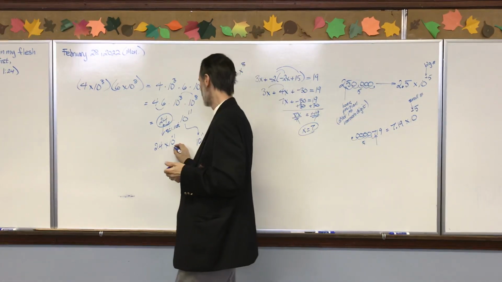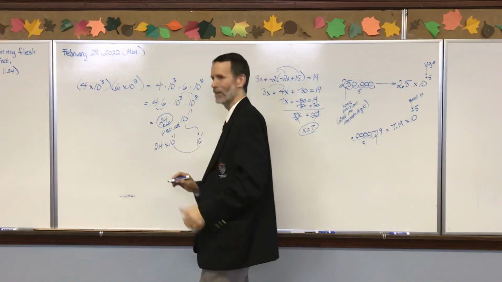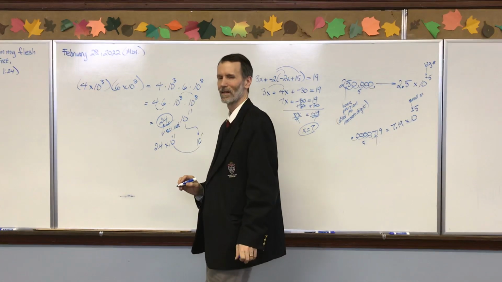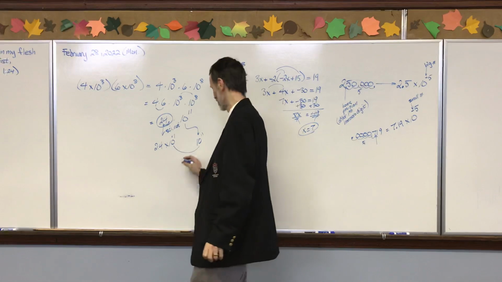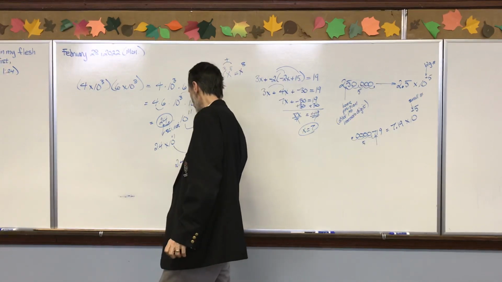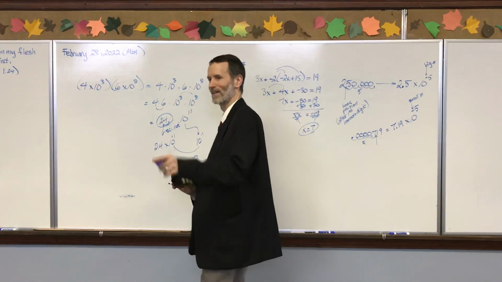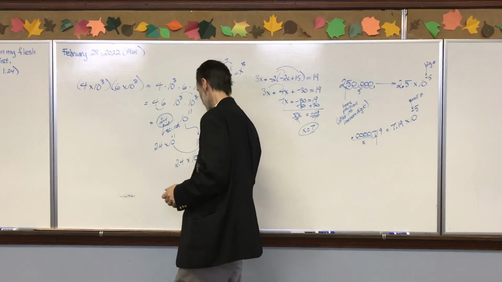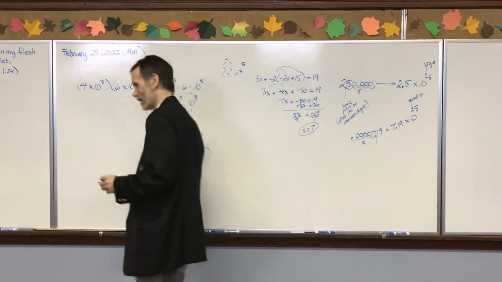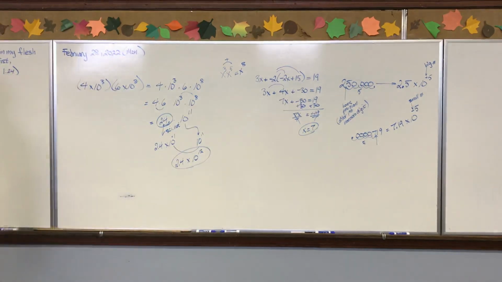And now, look here. Combine these. What's the final answer? 2.4 times 10 to the what? 12. You got it. That's it. I'll leave that up on the board for people who want to study it.